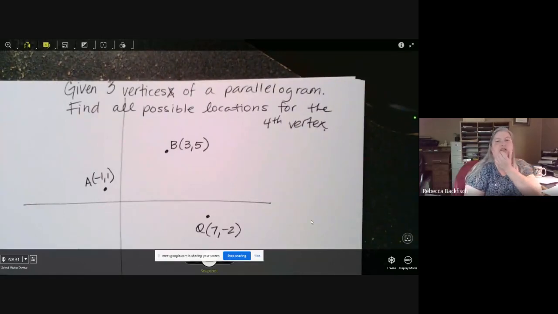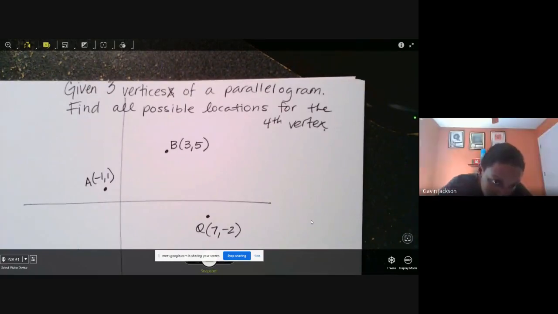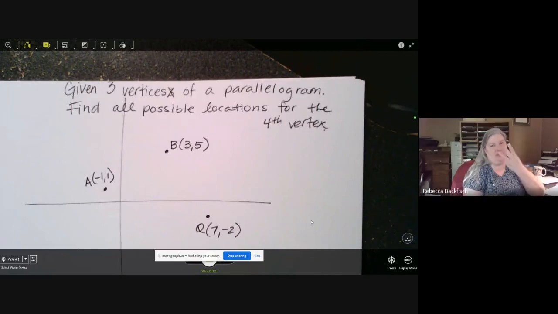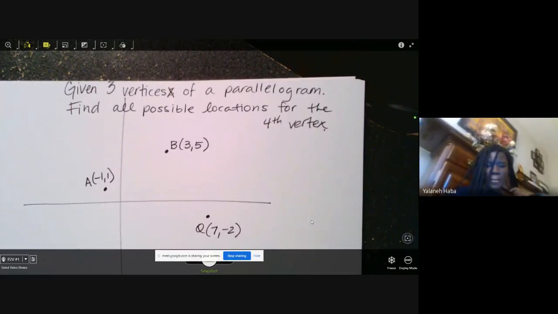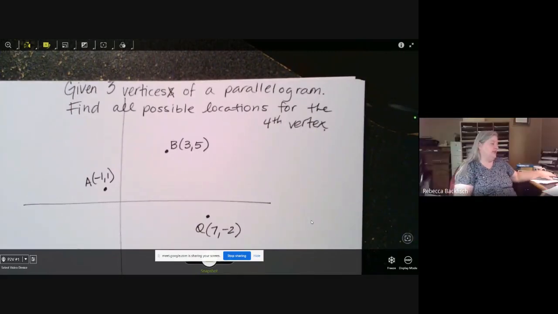You guys ready to talk about this one? Almost. Okay. Can I give you a hint? Does anybody know how many possible locations there are for the fourth vertex? 3? There are 3 possibilities. Yep, 3 possible locations.